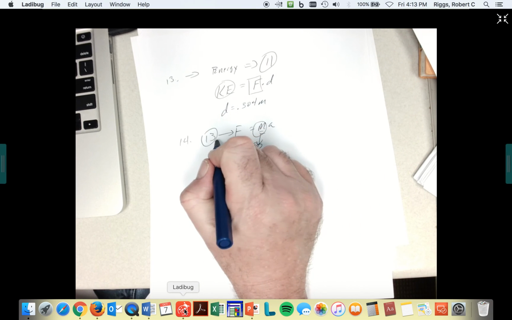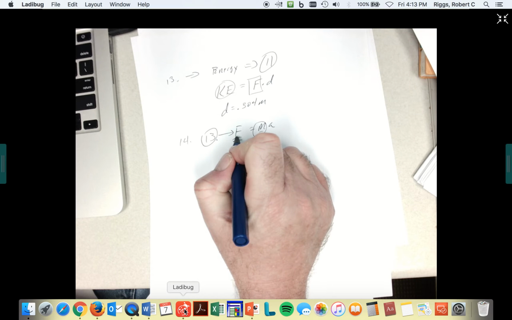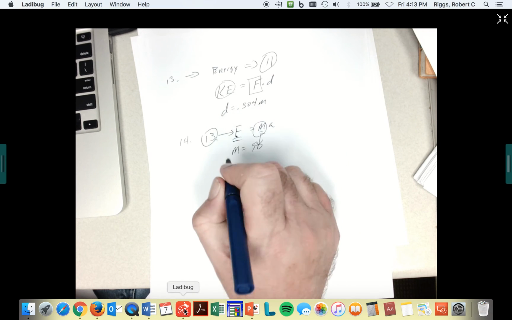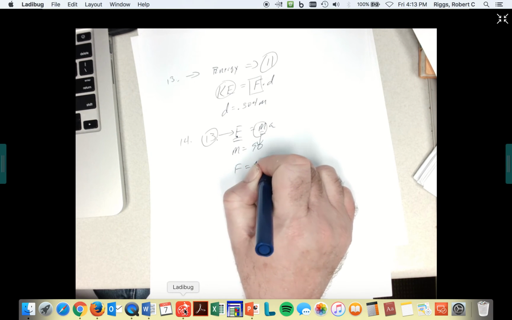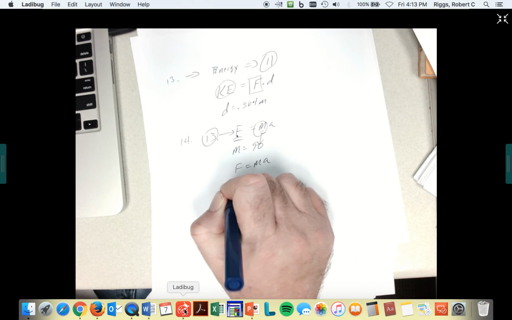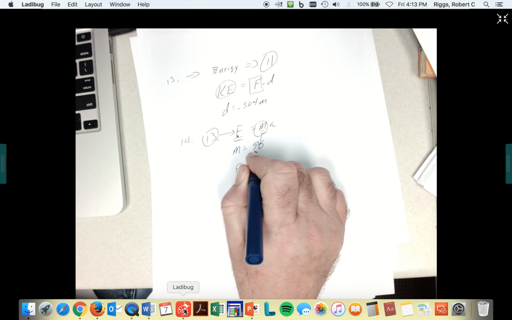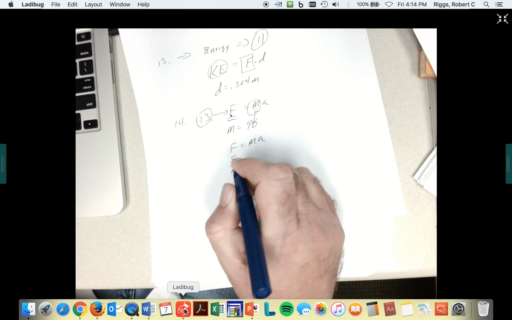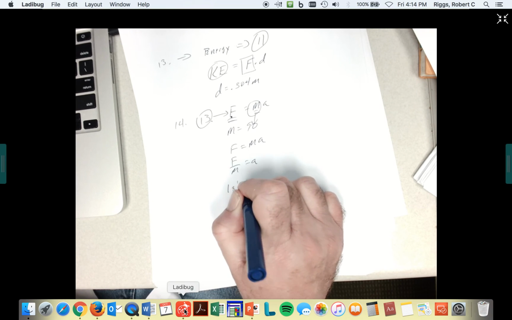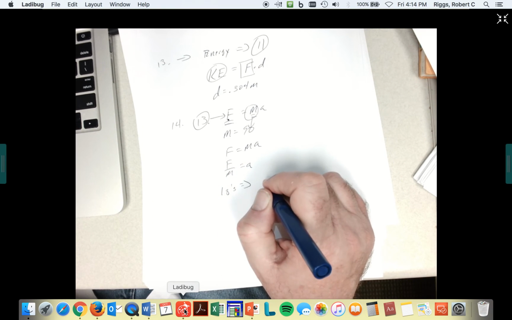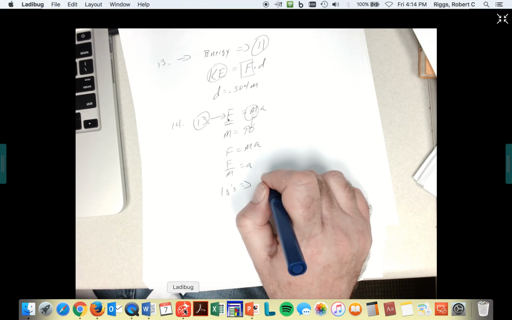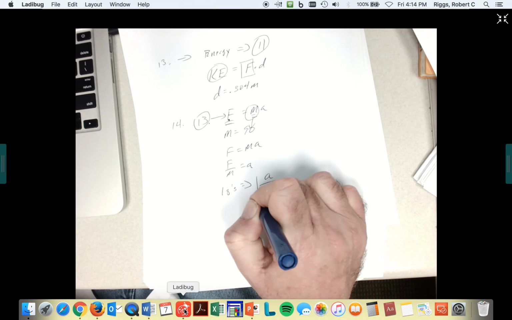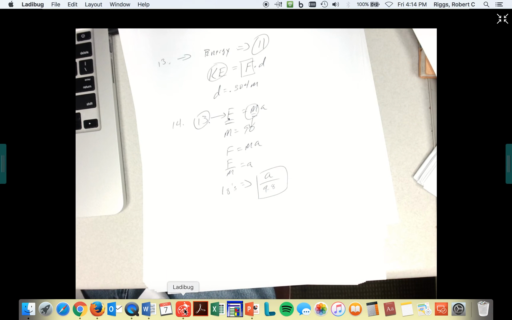Here you go. So from 13 you get the force from the work you did above. So force is equal to MA. We know M, so force over M equals A. And then to get it in g's, you take that acceleration and divide it by 9.8. That gives you the g's.